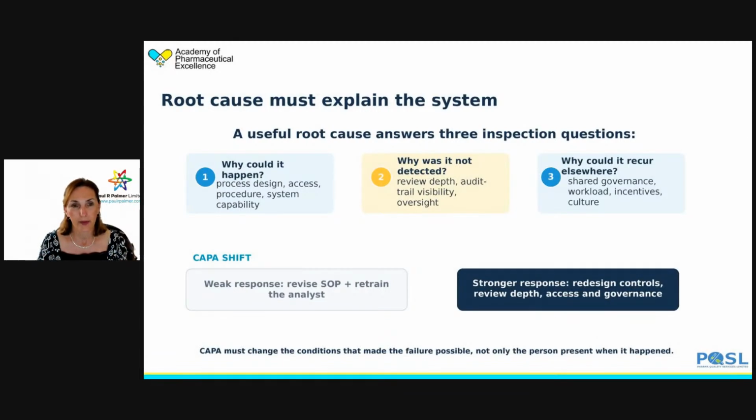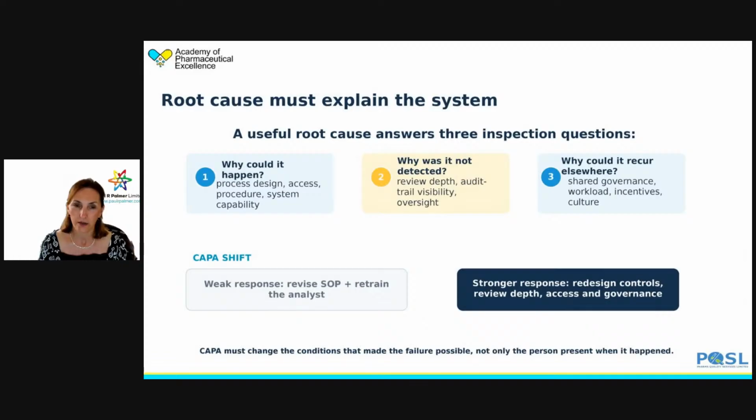Stronger CAPA may require role redesign, technical restrictions, better review access, changes to system suitability, independent administration, retrospective reviews, and clearer governance. And of course, the most important part about any CAPA is having a measurable effectiveness check. Once you've set up your CAPA, you go back and look at whether your CAPA has worked.